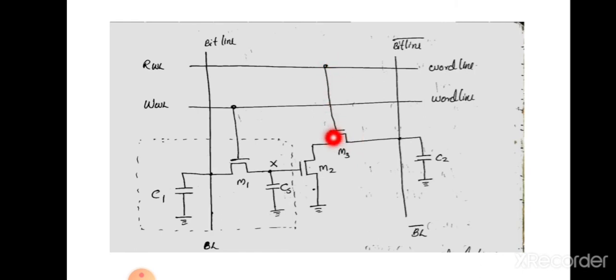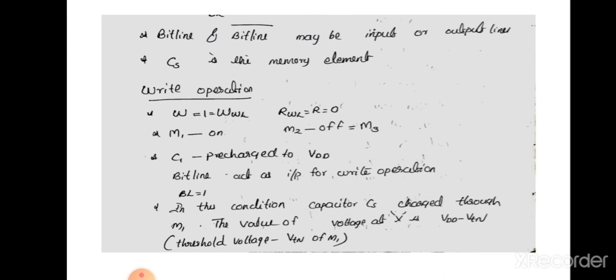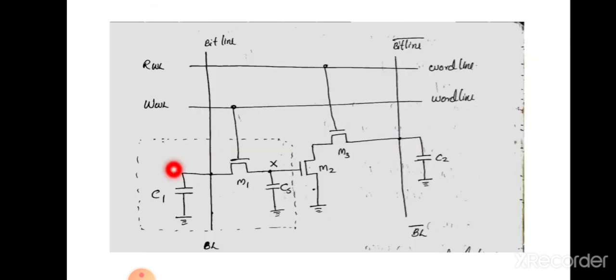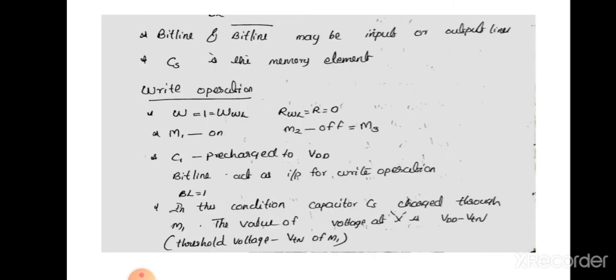So M3 will be off, and in a similar case M2 also will be off. Suppose initially we are assuming that the value here is equal to 0, then M2 will be off. So we can say that in the case of write operations, M1 will be on and M2 will be off and M3 also will be off. And what is the value of C1? C1 is pre-charged to VDD. In the case of write operation, we are concentrating here. C1 is equal to VDD.